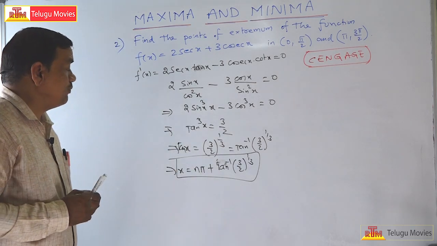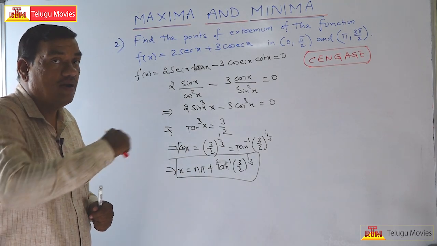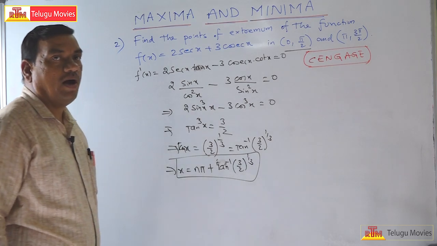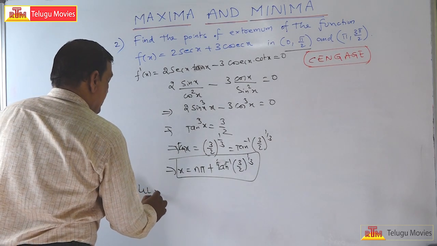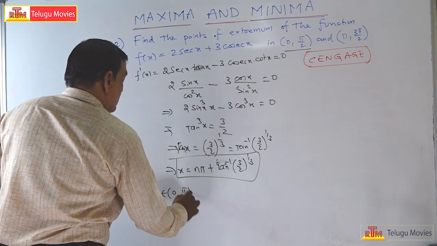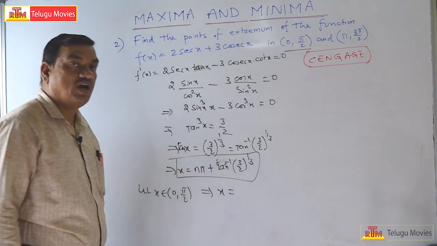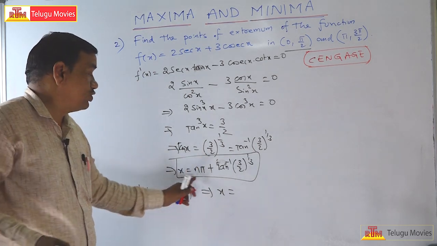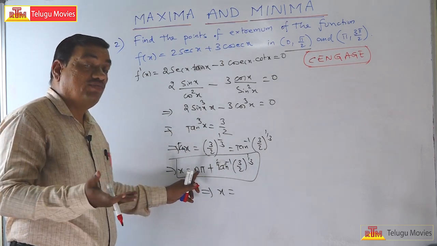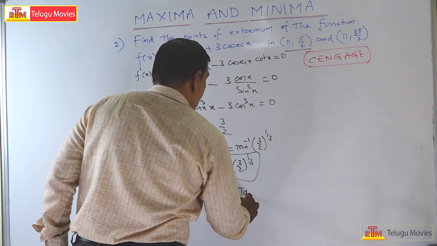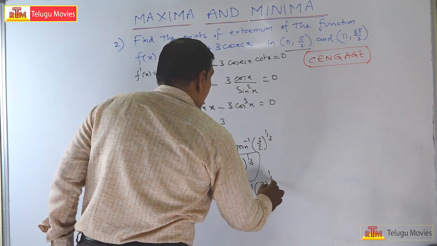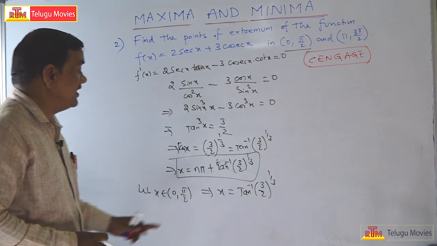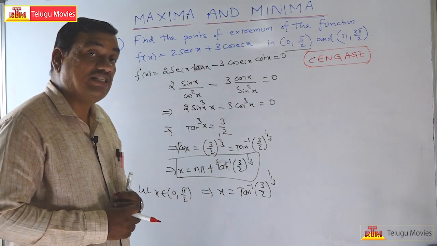In which point, where it is a maximum or minimum, we have to check. Now let us take the first interval 0 comma pi by 2. So let x belong to 0 comma pi by 2. Then what will be your x? Here you have to take n is equal to 0, therefore x is equal to tan inverse of (3 by 2) whole power 1 by 3. Let us check whether at this point it has a global maximum or global minimum.